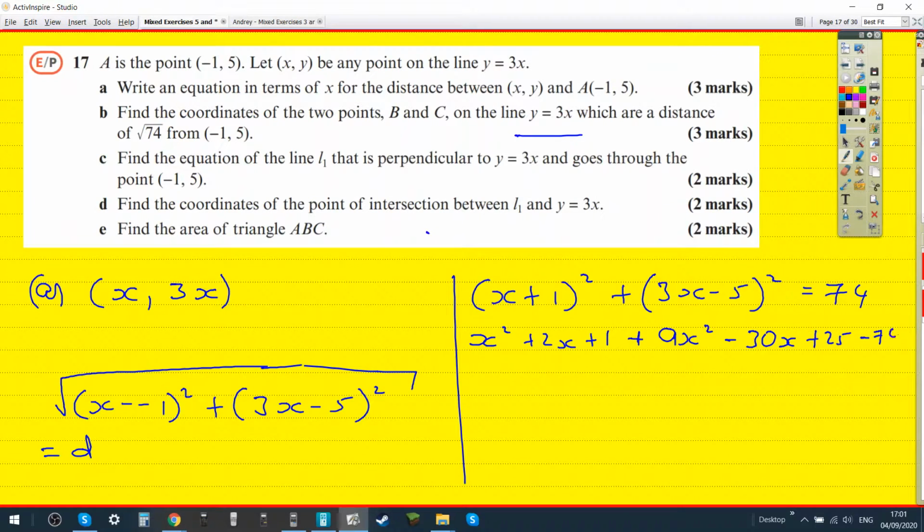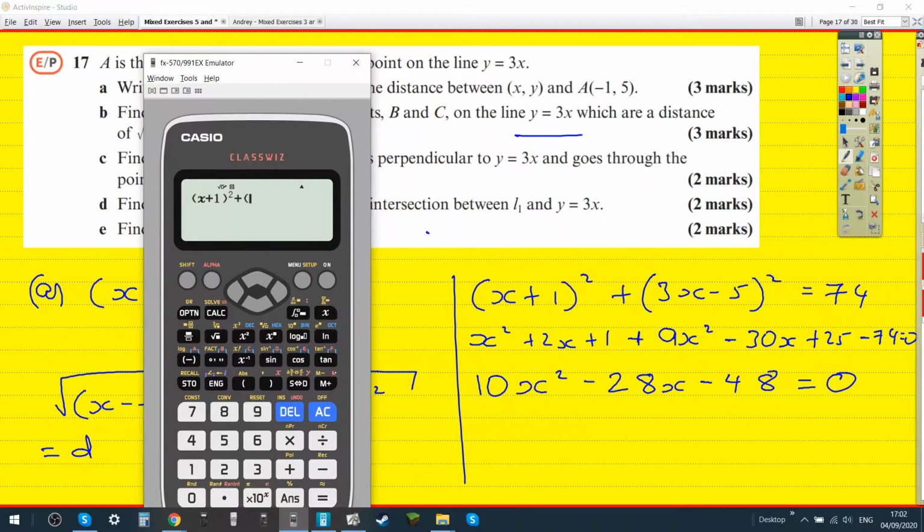Mm-hmm. And so I think my answer will altogether come down to 10x squared minus 28x, and then here I need to do minus 48. And then put that into my calculator. Go for it. I got x is 4 and x is minus 6 over 5. Let's see.